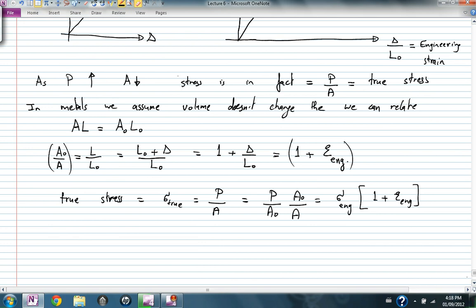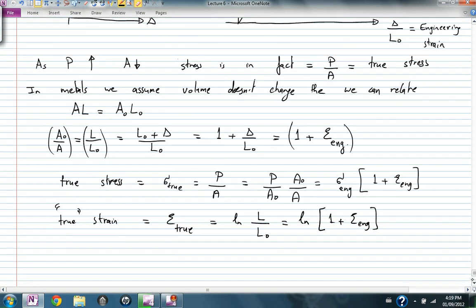And we also introduce another measure of strain, which we will discuss later in the next chapter, which we call true strain, epsilon true. Epsilon true is equal to, instead of delta over L naught, I'm going to take the natural logarithm ln of L over L naught, which is equal to ln of 1 plus epsilon engineering.